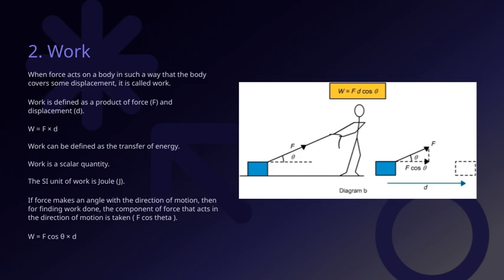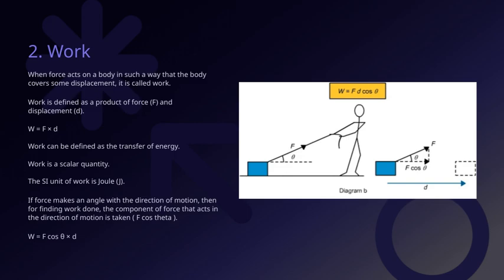If the force makes an angle theta with the direction of motion, we only consider the component of force that actually acts in the direction of the displacement, which is F cos theta. This component is what does the work. The SI unit for work is the joule, abbreviated as J. It's a measure of energy transfer. Remember, work is a scalar quantity, meaning it has magnitude but no direction.